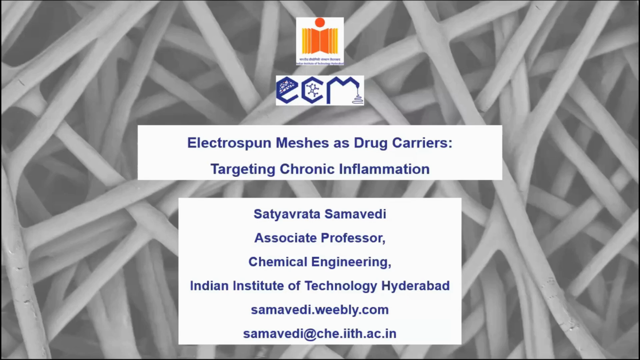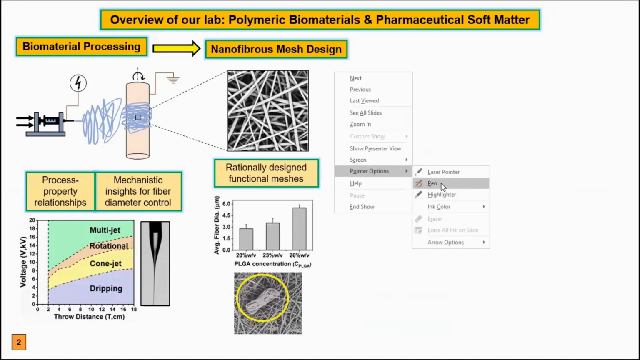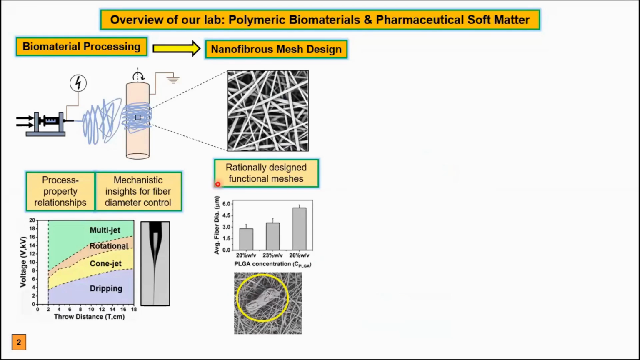So, like Professor Saptarshi mentioned, we have a couple of different themes in our lab, all centered around what we like to think of as polymeric biomaterials and pharmaceutical soft matter. And in today's talk, given the theme of the track in the session, what I thought I would do is focus more on the pharma part of the lab, and then talk about how we use drug functionalized electrospun carriers for biomedical applications. I want to start out by giving a quick overview of what our lab does in general before I move to the specific talk for the day.